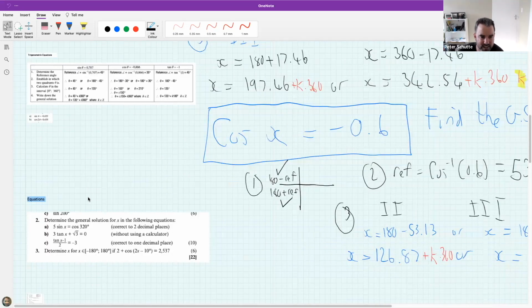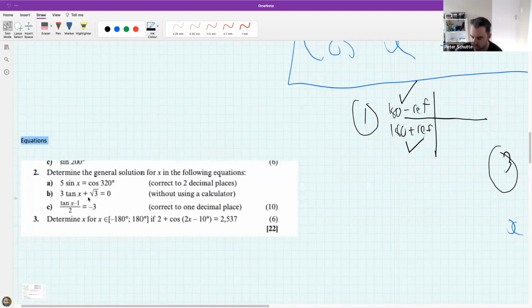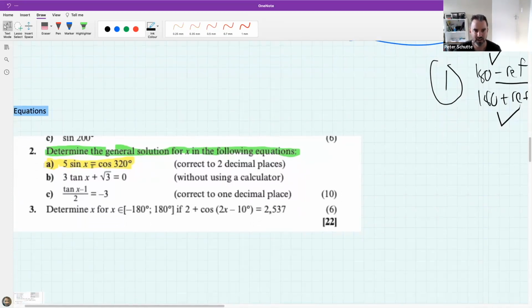Okay, let's go to a slightly harder one, but only slightly harder. I want to ask us all to focus on question 2A. Before we even start, I want to have a bit of a class brainstorm. We're focusing on this question over here, and it says to determine the general solution for x in the following equations. I want us to identify as a class what is different about the yellow equation compared to the ones that I've done so far. What is different?